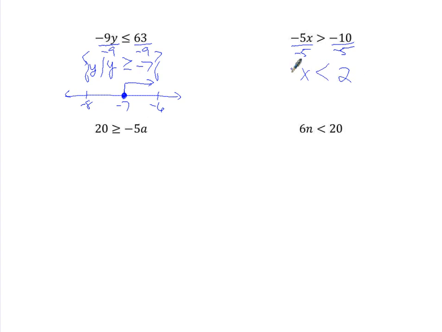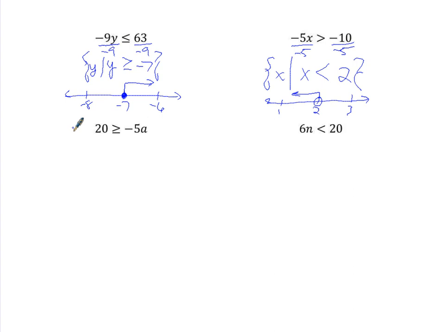Okay, the variable is on the left, so I can put that in set builder notation very easily. X values such that x is less than 2. And I can draw the graph also very quickly. Put the 2 there, maybe a 1 here and a 3 here. Less than says open dot, and then to the left. So there's my graph.